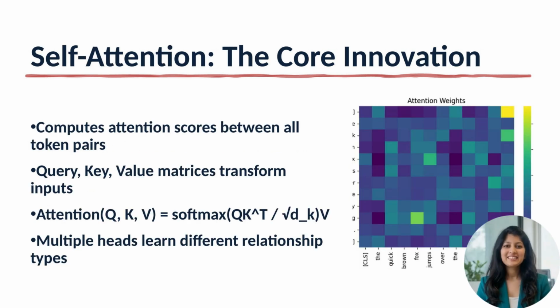Self-attention is the mechanism that makes transformers powerful. Let me break down how it works. For each token, we create three vectors: query, key, and value. These come from learned linear transformations of the token's embedding. Think of it like a database. Queries search for relevant information, keys determine what each token contains, and values are the actual information retrieved.